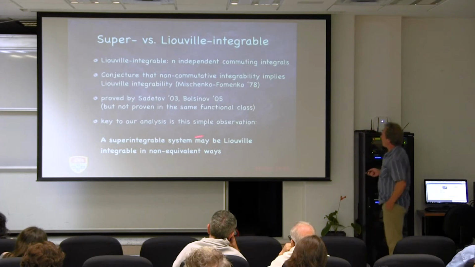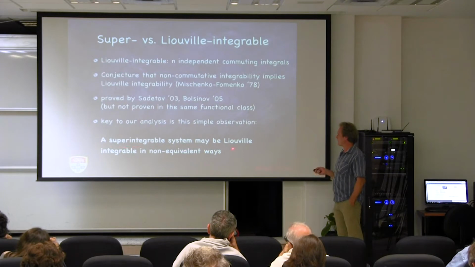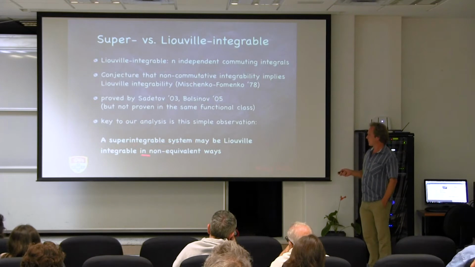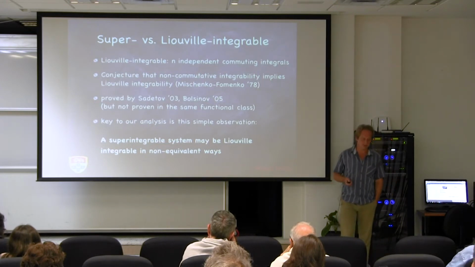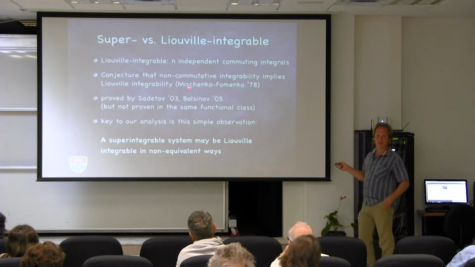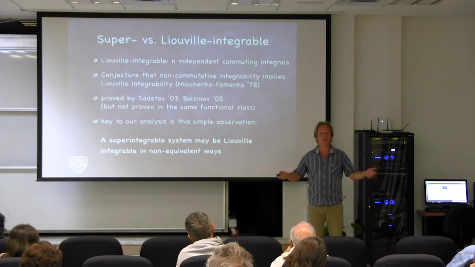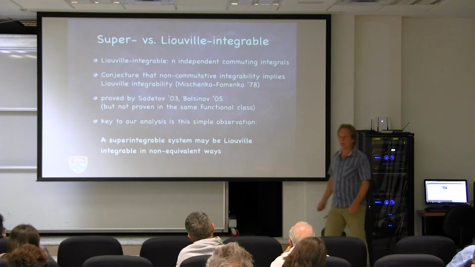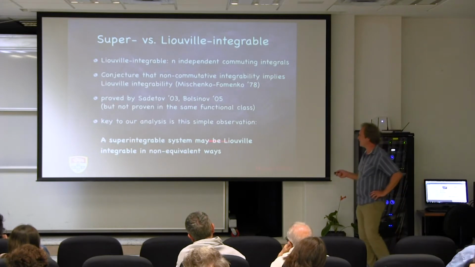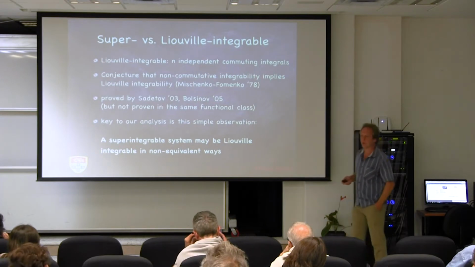Anyway, the key point of what I'm going to do is this observation that a superintegrable system may be Liouville integrable in non-equivalent ways. It was a conjecture that it's Liouville integrable at all, but now I'm saying that maybe it's Liouville integrable in 2 or 3 or infinitely many different ways. That is, in fact, the case for the Kepler problem, at least. This can be made Liouville integrable in non-equivalent ways, and I want to talk about one of these ways in particular.